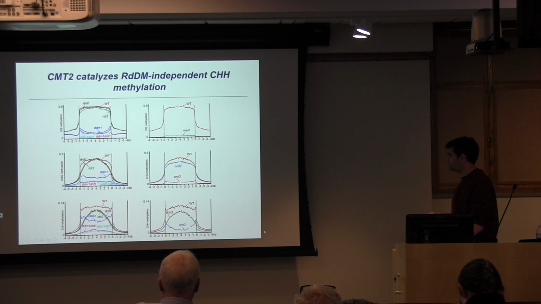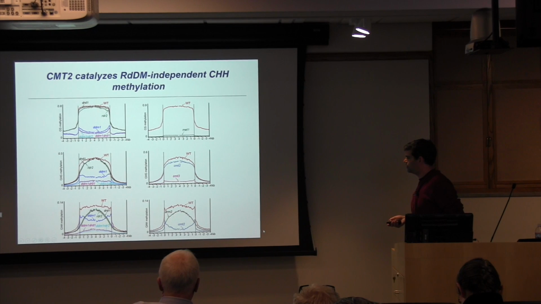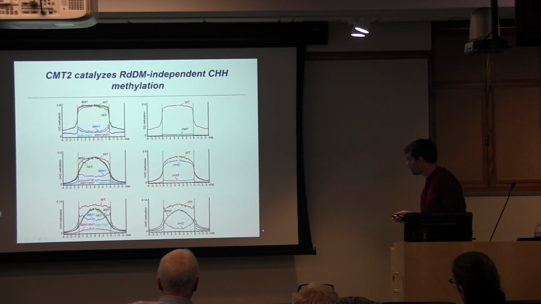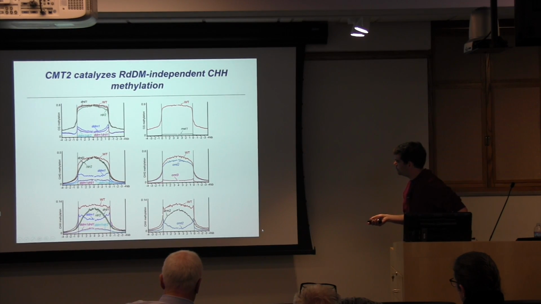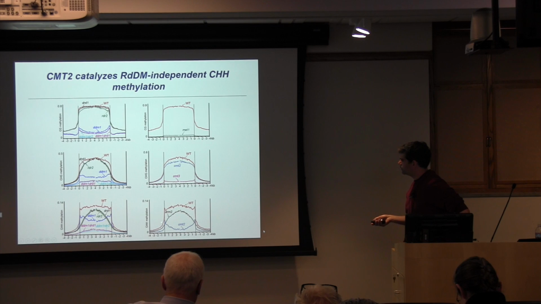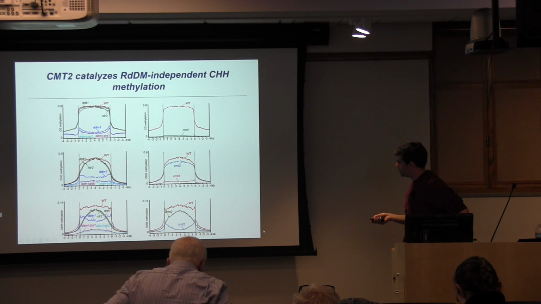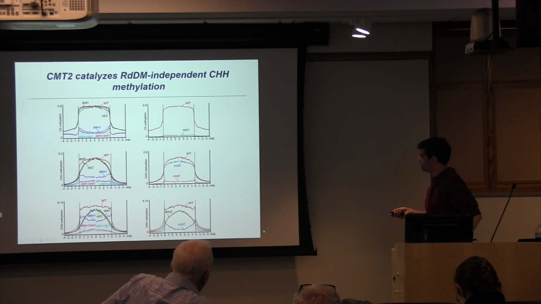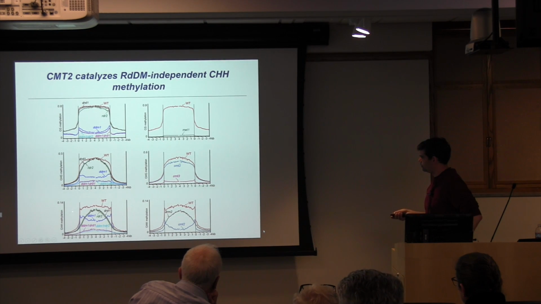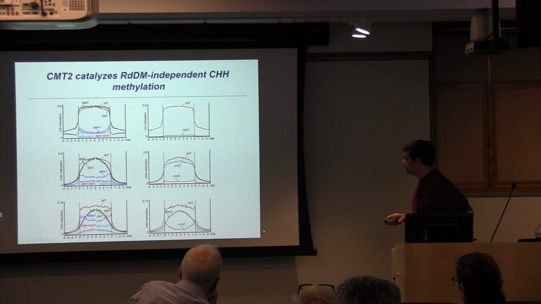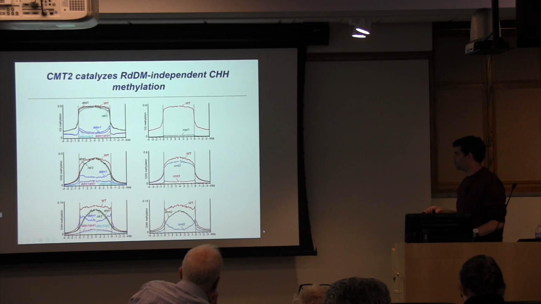So CMT2 was this missing bit that was responsible for CHH DNA methylation in Arabidopsis. And I think you are probably noticing that the shapes of these lines are different, and the mutants that belong to the same pathway resemble each other. RDDM mutants have this kind of bell-shaped shape, and DDM1 mutants or CMT2 mutants have this smiley face shape. And this is actually quite informative about what they're doing.